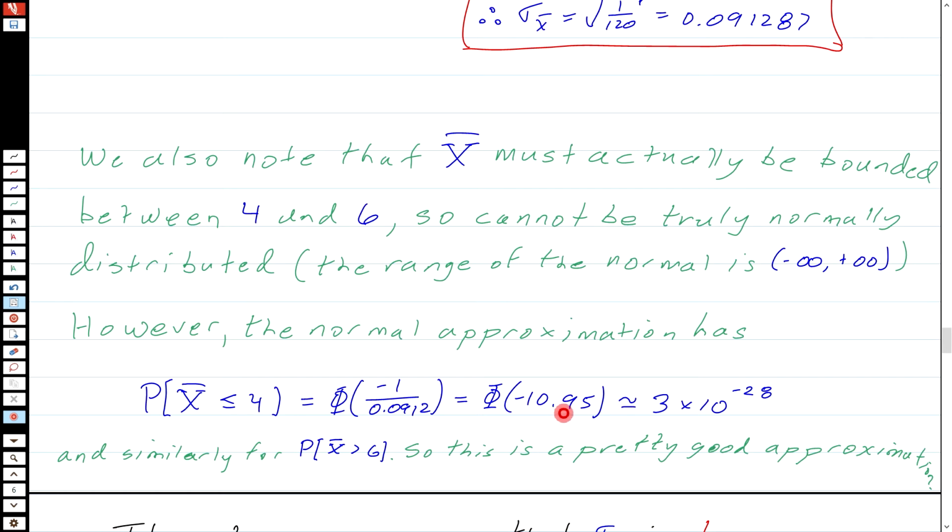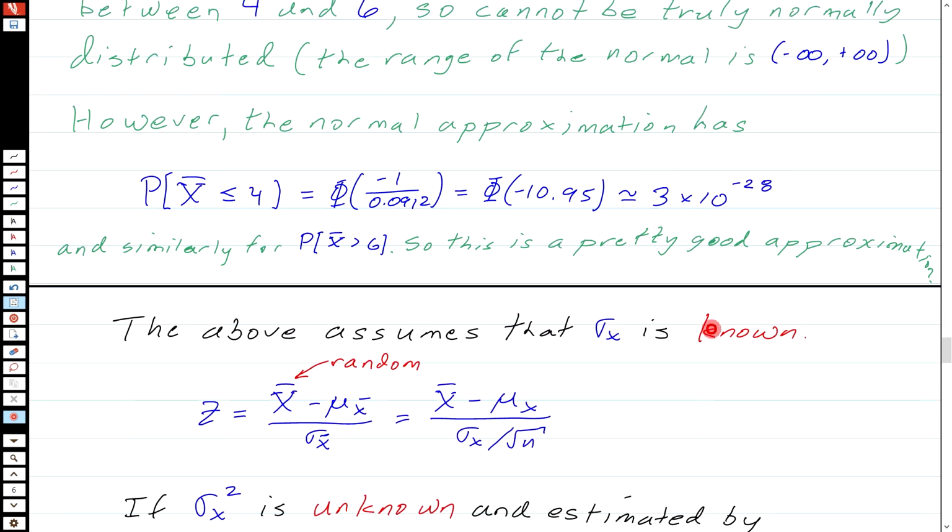So 5 minus 11. If we plug this into some sort of sophisticated calculator, we find that this probability is around 3 times 10 to the minus 28, which is an extremely small probability. And similarly for the probability that x bar is greater than 6. So this is actually a pretty good normal approximation. A very, very small probability of lying outside the range that it can't lie outside of.